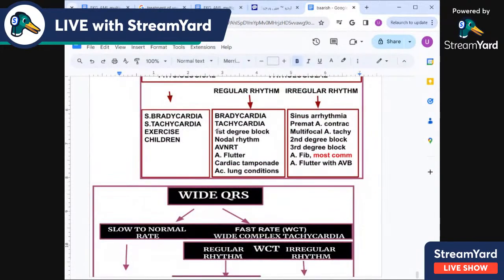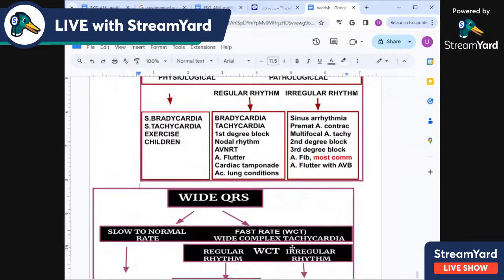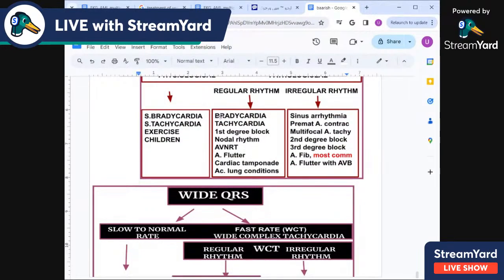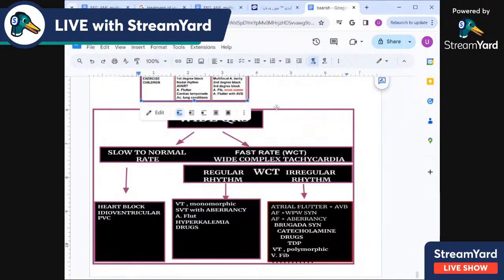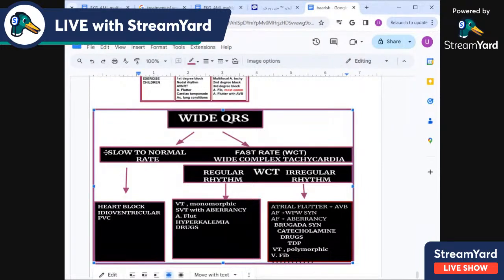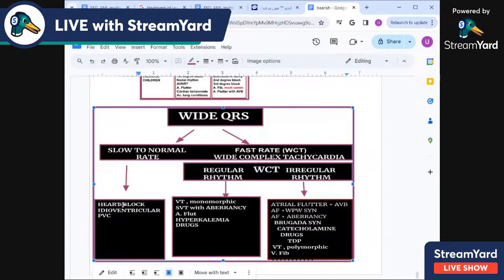Then in the wide complex QRS, we have slow to normal rate wide complex QRS, and that includes heart block, idioventricular rhythm, and premature ventricular contraction.